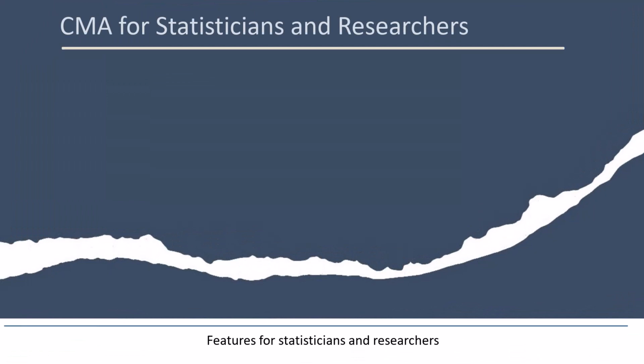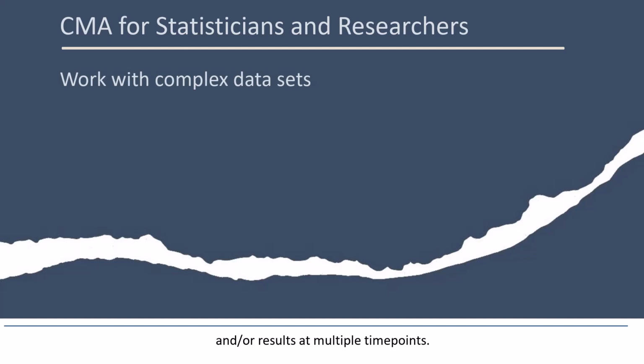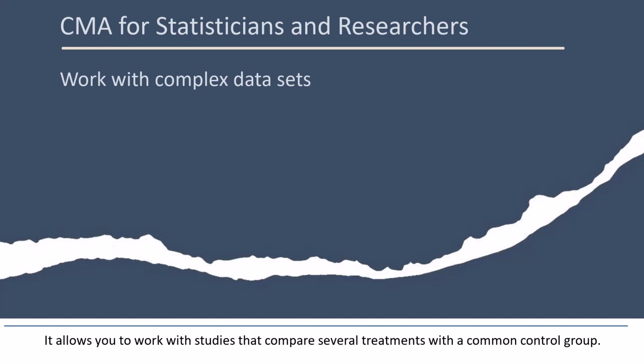Features for statisticians and researchers. CMA includes a wide array of sophisticated options for data entry, analysis, and display. It allows you to work with studies that report multiple outcomes and/or results at multiple time points. It allows you to work with studies that compare several treatments with a common control group. And it allows you to work with studies that report data for 2 or more independent subgroups.